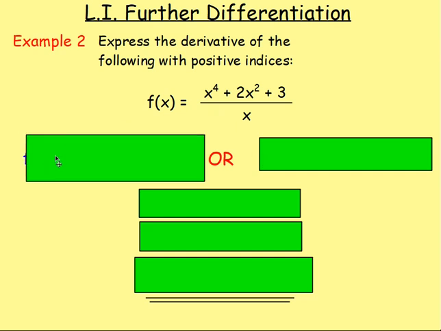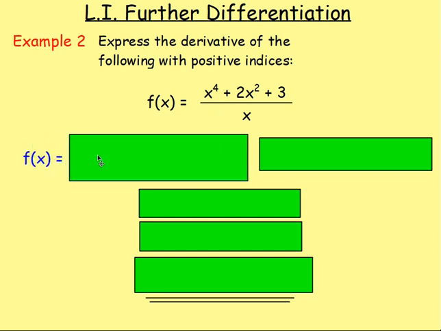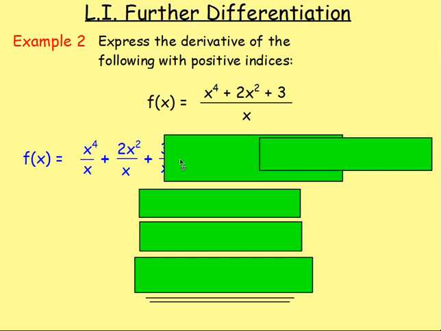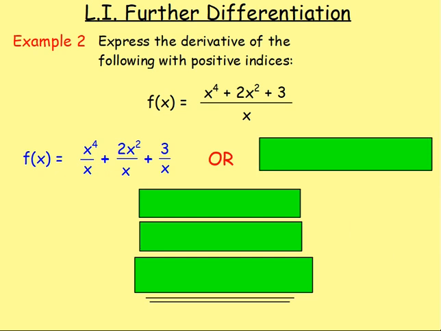Either you could think, right, well, I'm leaving it as f of x for the moment, but I'm dividing the x to the 4 by x, I'm dividing the 2x squared by x, and I'm dividing the 3 by x. So you could always split that up into 3 fractions. So you know, when you would add these, all you would do is just add the numerators. The denominator would stay as x. So all you're doing is just undoing that and splitting it up. So it's this over x, and this over x.